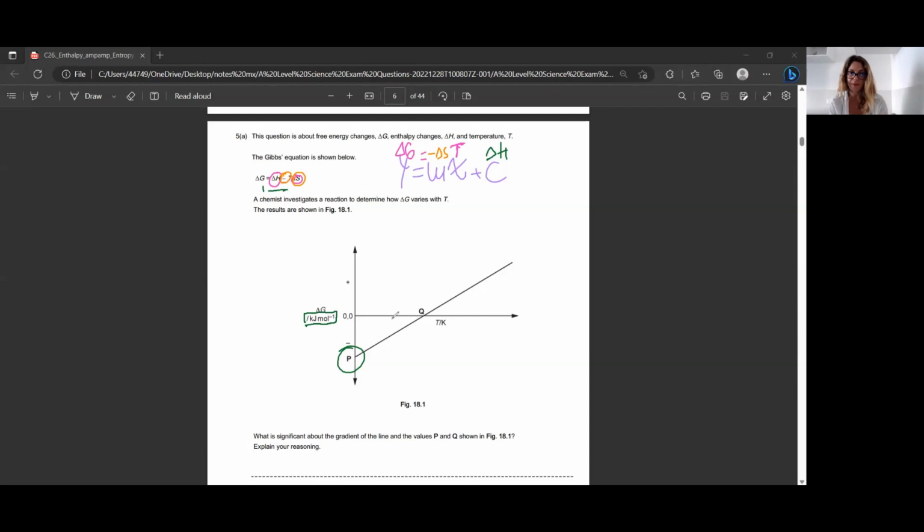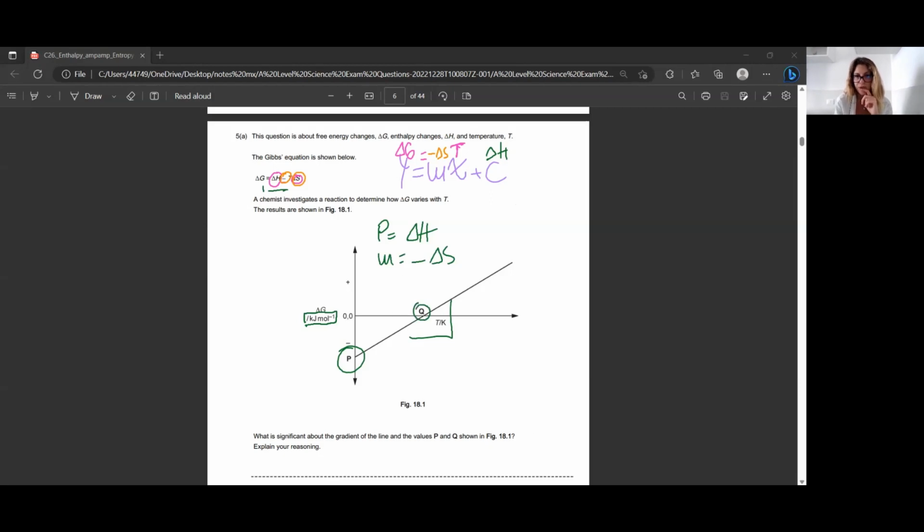So the important thing is to keep in mind this linear equation, and then try to think about how the equation that you have, in this case the Gibbs equation, fits into the linear equation. To summarize this for 4 marks, we can say that P is the intercept, so it's going to be delta H, the value of delta H. We said the gradient, so m would be minus delta S, because we understood that from the equation.